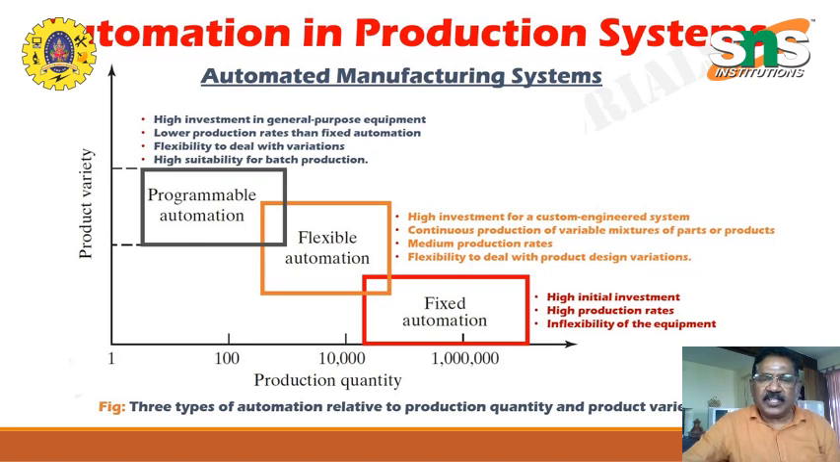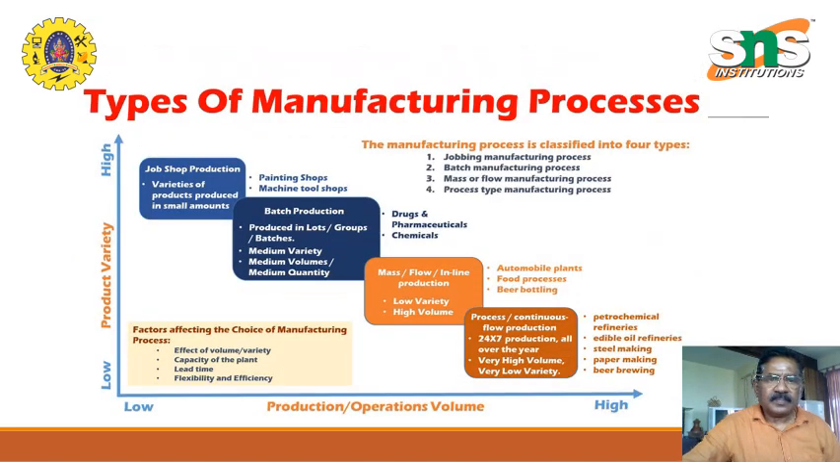In fixed automation, you look for a lot of product quantity, but the product variety is literally negligible. The automation is very standard, with fixed components where everything is frozen, and then you simply have to make multiple quantities. There you can always use fixed automation. The same thing is shown here.